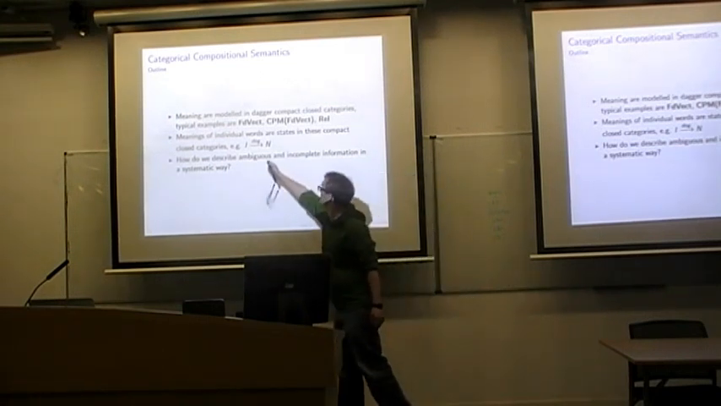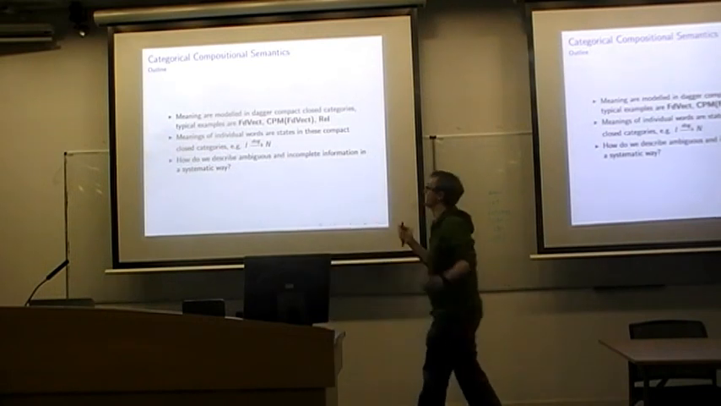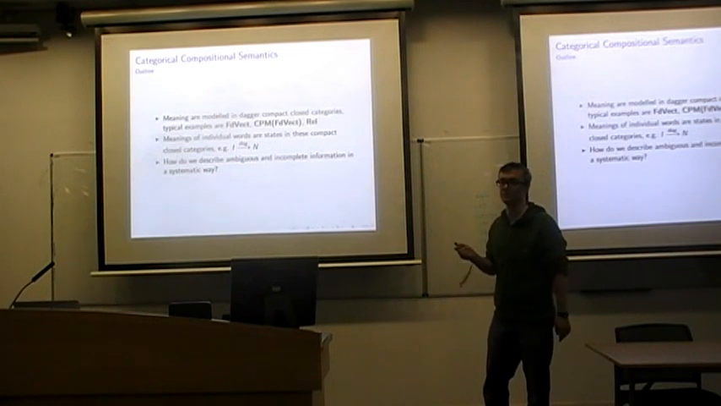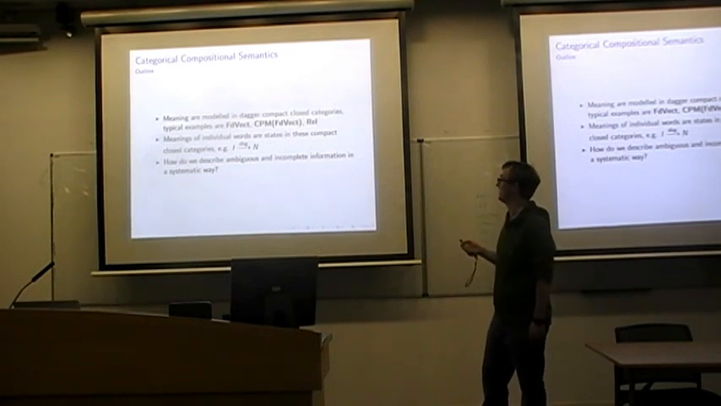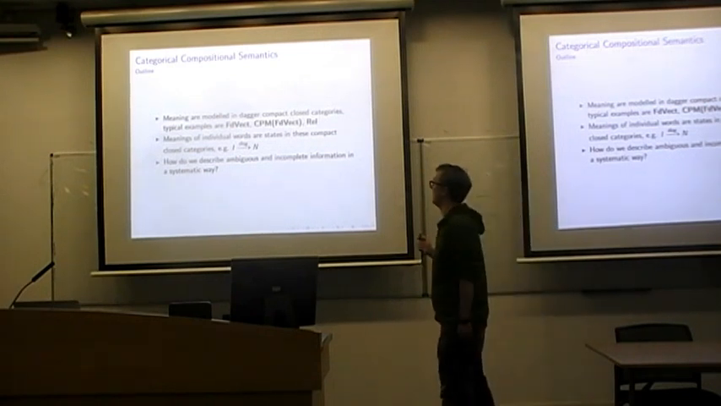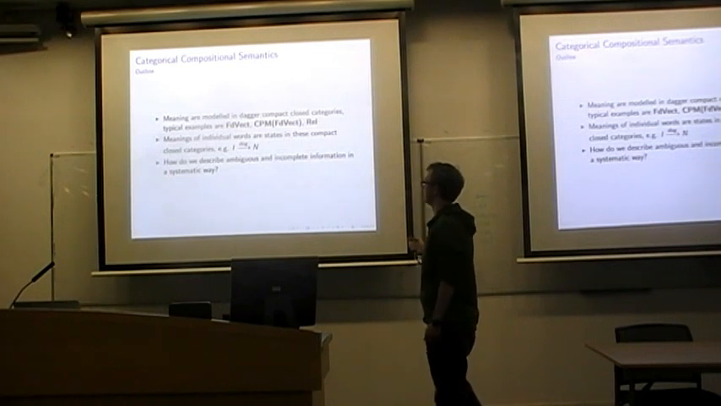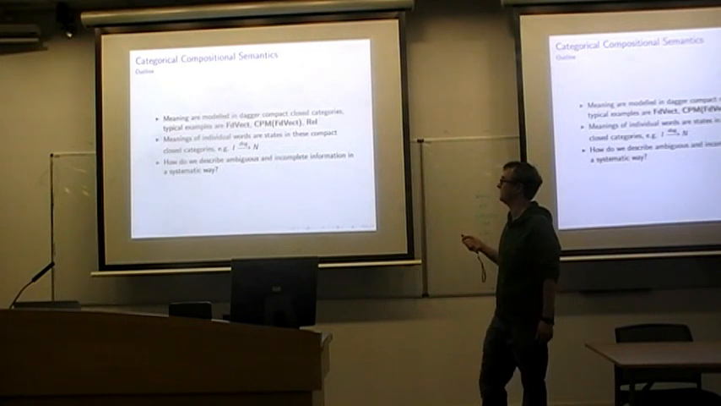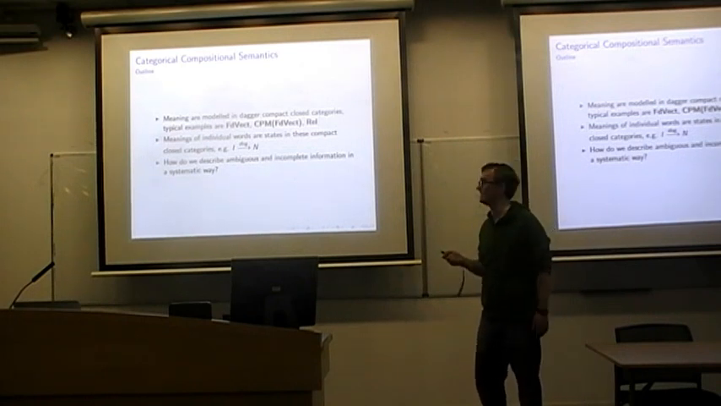So it's just going to be a map into, maybe, some vector space of nouns, and it's going to pick out a vector representing the word dog. So far so simple. And then the question we're going to look at in this talk is how to handle ambiguity and incomplete information in a vaguely systematic way.